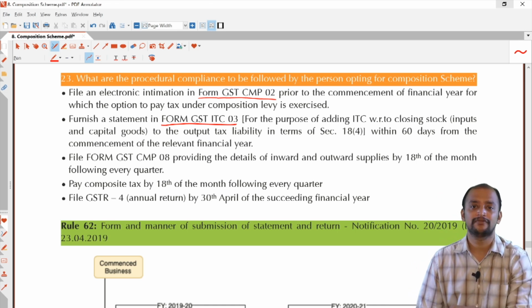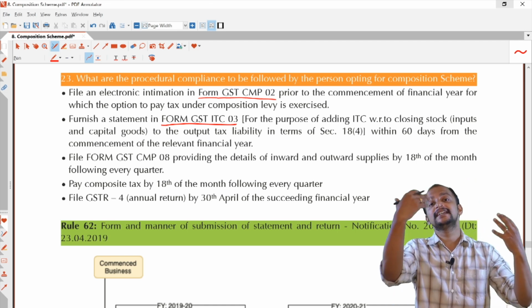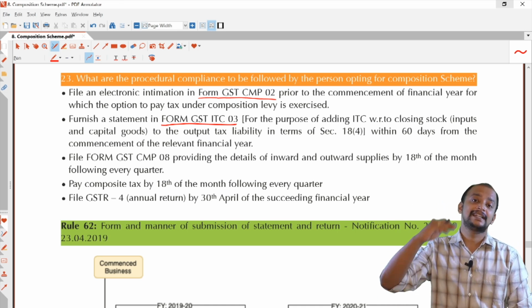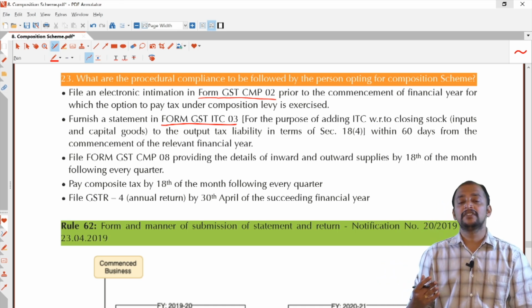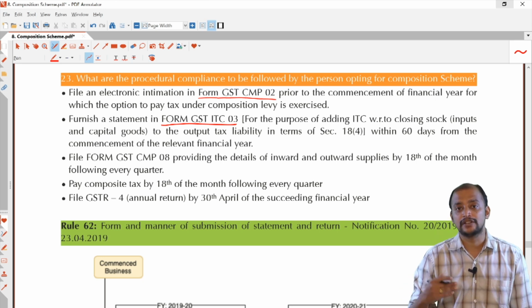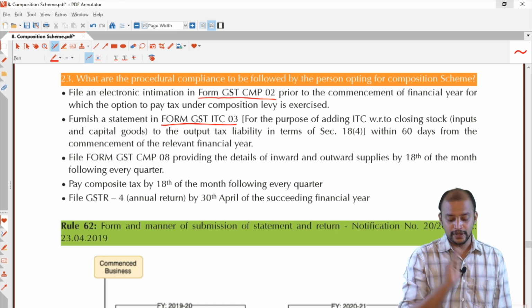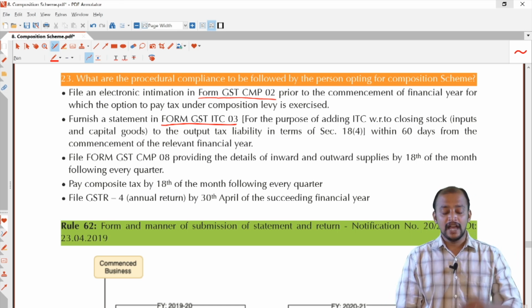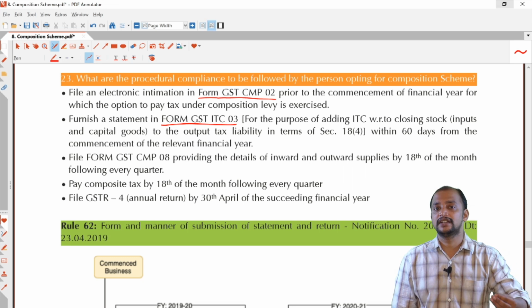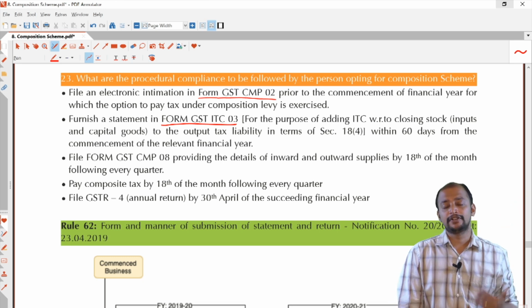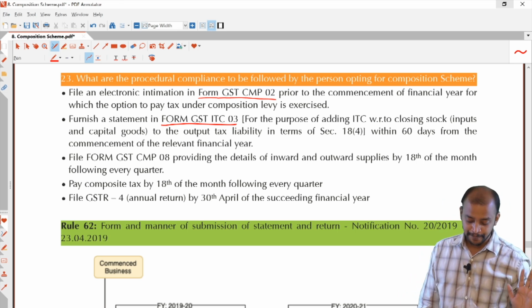Section 18 subsection 4 says that so much of the ITC availed on closing stock needs to be reversed, and balance ITC if any will be lapsed, and if there is any shortfall of the ITC balance you need to pay. This with illustrations we discussed in the input tax credit chapter. So that will be applicable here, and for reversal of ITC you need to file ITC 03. For availment of ITC, ITC 01.